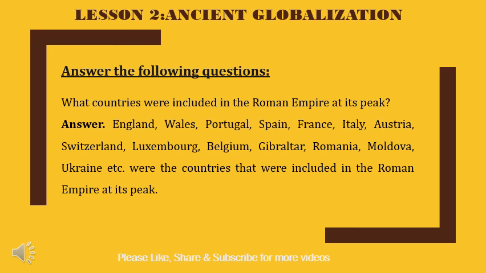Answer the following questions. What countries were included in the Roman Empire at its peak? Answer: England, Wales, Portugal, Spain, France, Italy, Austria, Switzerland, Luxembourg, Belgium, Gibraltar, Romania, Moldova, Ukraine, etc. were the countries that were included in the Roman Empire at its peak.